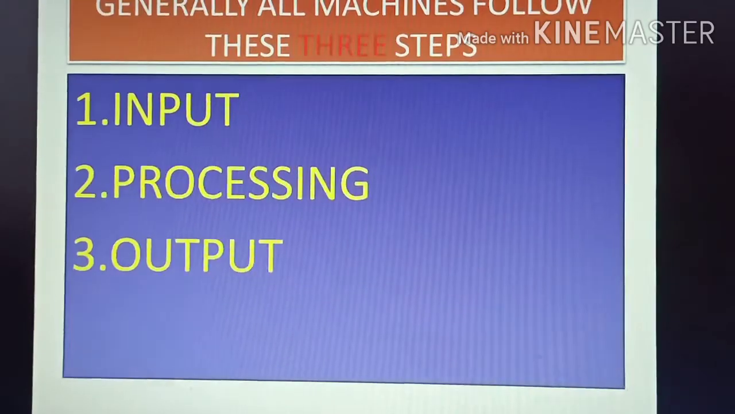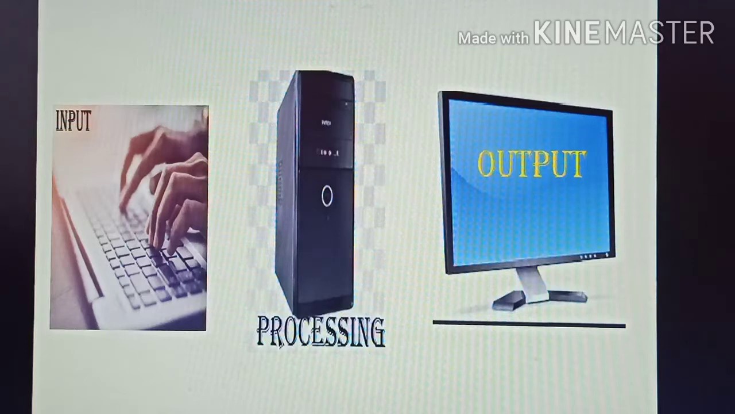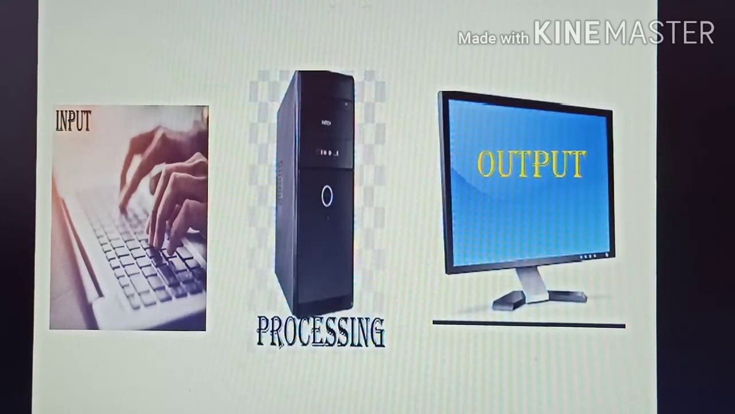Generally, all machines follow these three steps: input, process, output. What we give to a machine is called input. Everything that the machine does to the input is called process. Finally, what we get from the machine is called output. Computers work on a simple principle: input, process and output. We give input with the help of mouse or keyboard. It is processed in CPU. Finally, we get output on monitor.